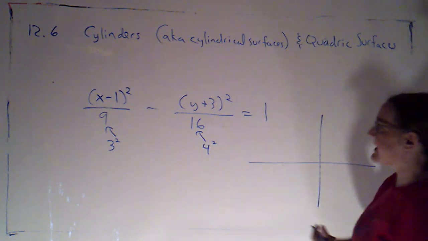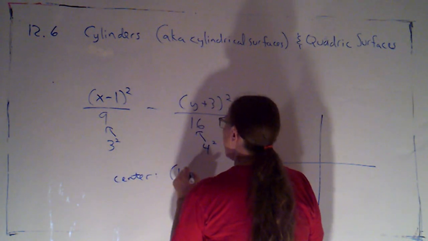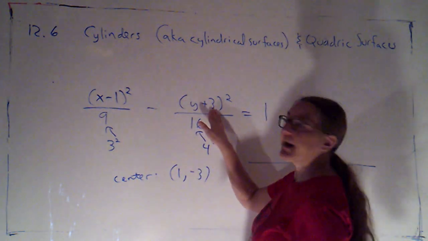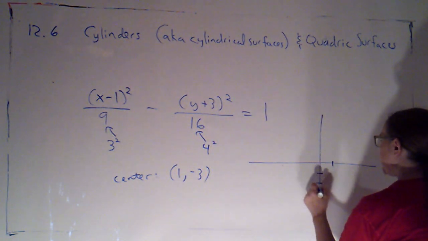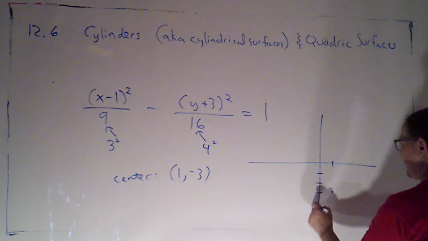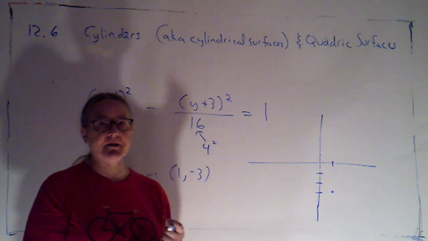Okay. So I can say the center here is going to be 1, negative 3, just looking at the numbers that I'm subtracting from x and y. So I'm going to go ahead and plot that point. Again, once I've drawn the graph, I'm going to erase that because that's not actually a point on my hyperbola.